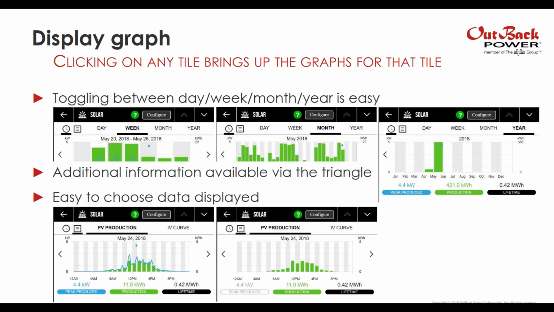Displaying those graphs, these are some things that the homeowner can do. Those are easy to do, and it's easy to click on any one of those tiles and bring up the graphs for that particular tile. In this example, I've clicked on solar, and instead of showing just the daily harvest, I'm showing weekly, then switching over to month, and then yearly production. And then it's easy to choose what sort of data is displayed. The default would be to show peak kW production as well as total energy production, and you can easily toggle that off and just look at your totals.